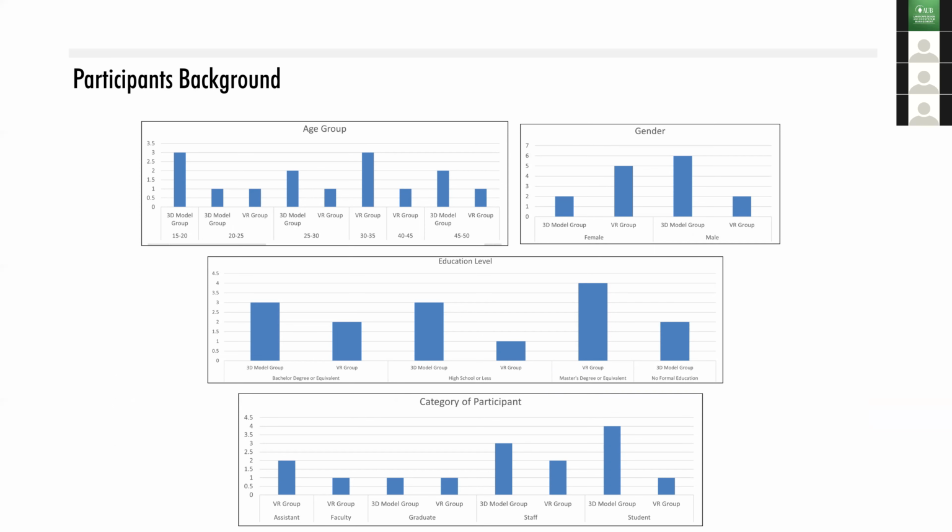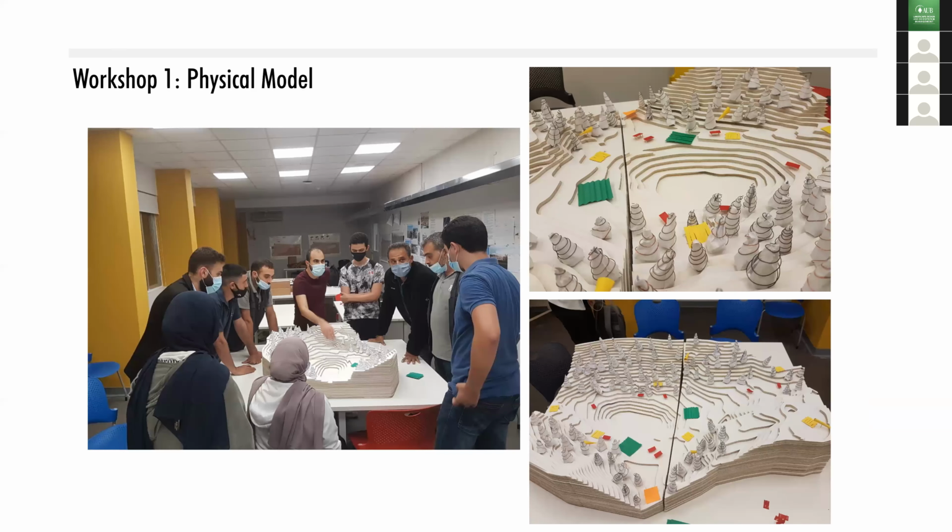So workshop 1 was the physical model, the model you've seen earlier. This is a photo from the workshop. They were gathered and asked to design, and they were asked to put the mini models on it and fill. So it was easy to moderate, it was smooth, and they came up with their own proposal for the site.